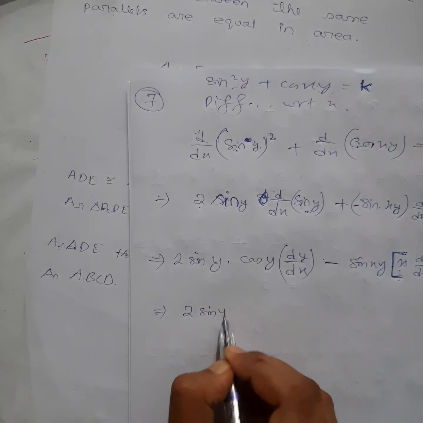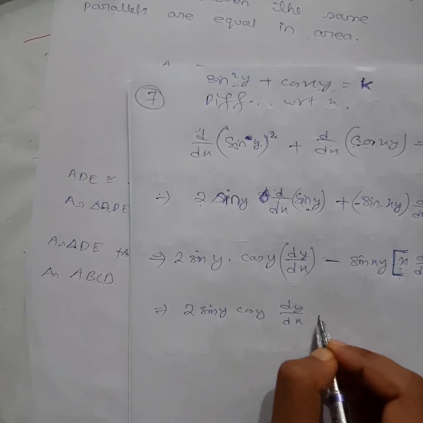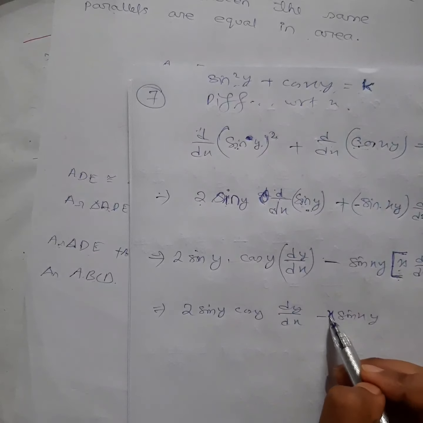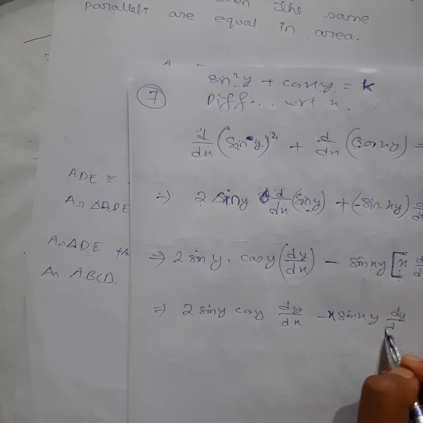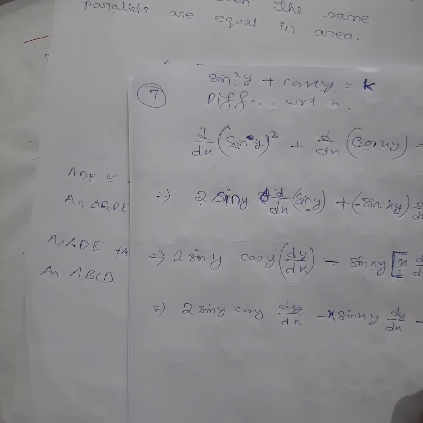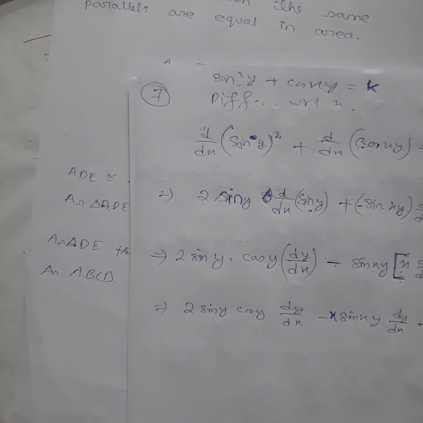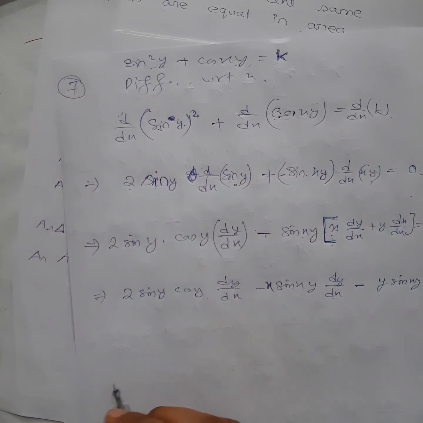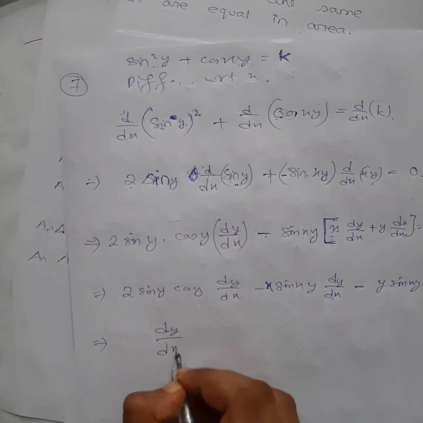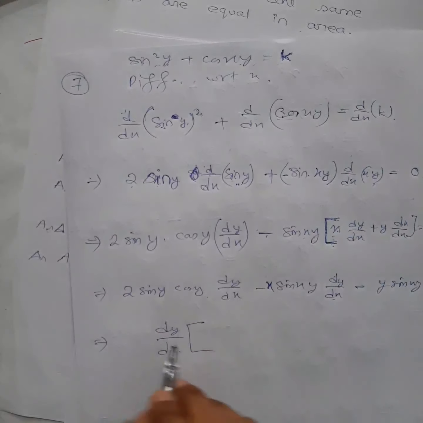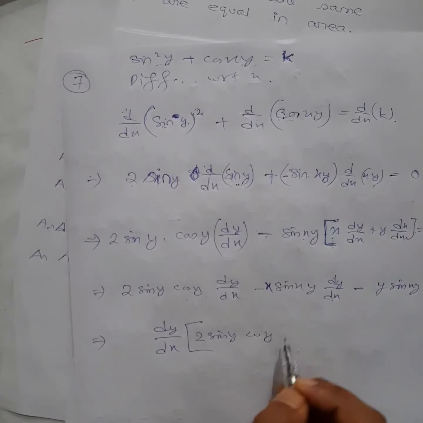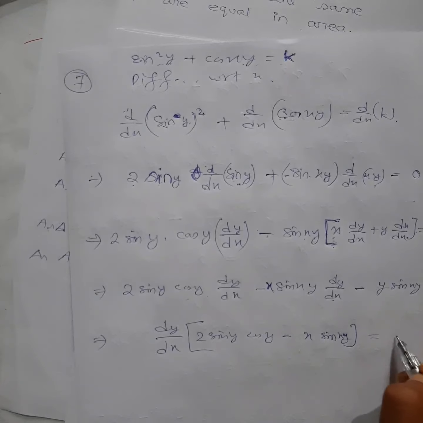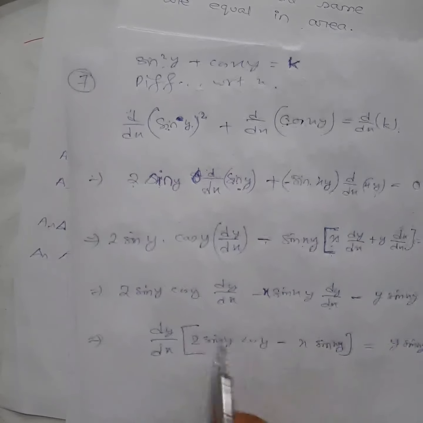So 2 sine y cos y dy by dx minus sine xy, let me take x common here, x outside, x first I will write down, sine xy, then dy by dx, minus plus minus y sine xy, this is dx by dx, so that is 1, is equal to 0. Okay, this is 1. So dy by dx, can I take common between these two? And this one I will bring that side. So dy by dx I have taken common, so what is left out here? 2 sine y cos y, and here what is left out? Minus x sine xy, is equal to this one. Let's bring this side, y sine xy. So after that, bring this one this side, that will be your answer.